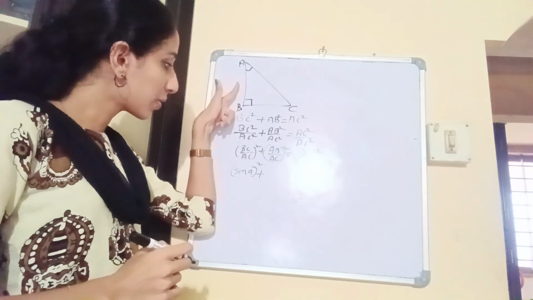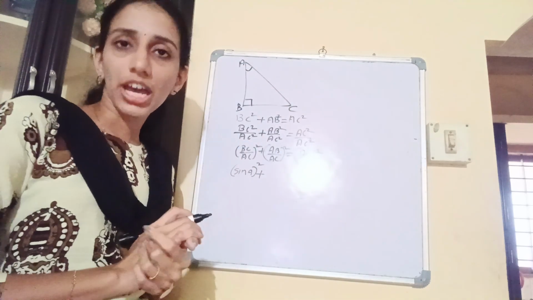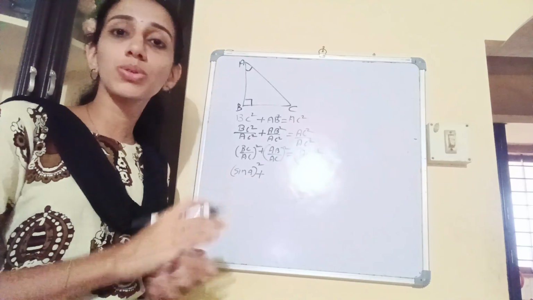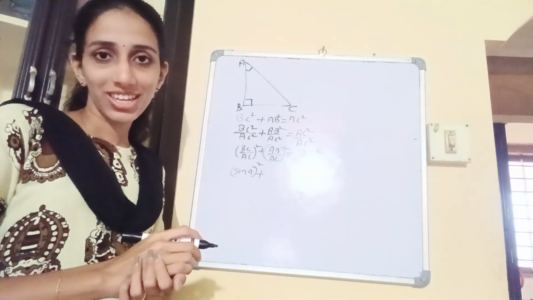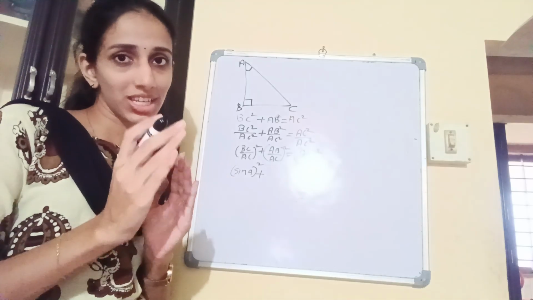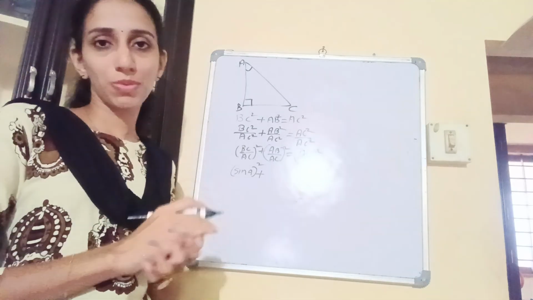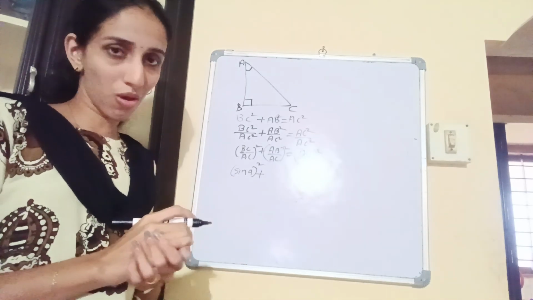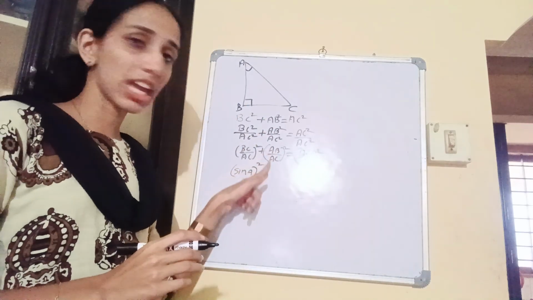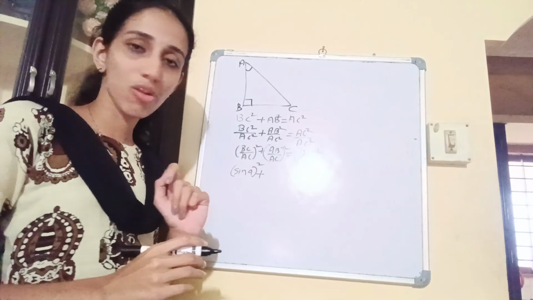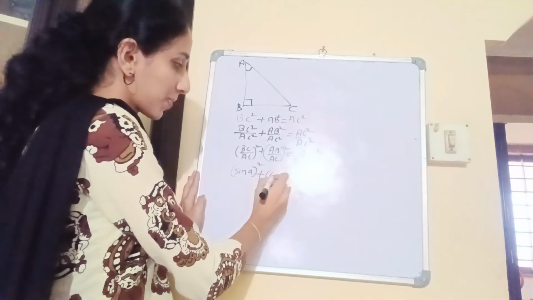Okay, AB is the adjacent side of angle A, and AC is the hypotenuse. So that's also another trigonometric ratio. Which trigonometric ratio connects the adjacent side and the hypotenuse? Yes, that is cos x, that is cos of angle A. So we can rewrite AB by AC as cos A whole square.